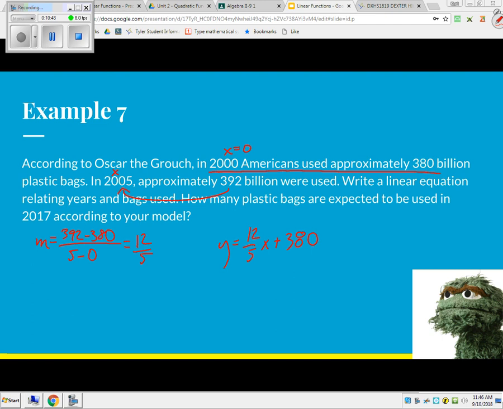So for the year 2017, trying to figure out how many plastic bags were used, I don't want to plug in 2017. I just want to plug in 17 for my x. So I do 12/5 times 17, add 380. It gives me 420.8, I do believe, billion bags. It'd be a lot of plastic bags. I guess they could be those Walmart sacks as well.